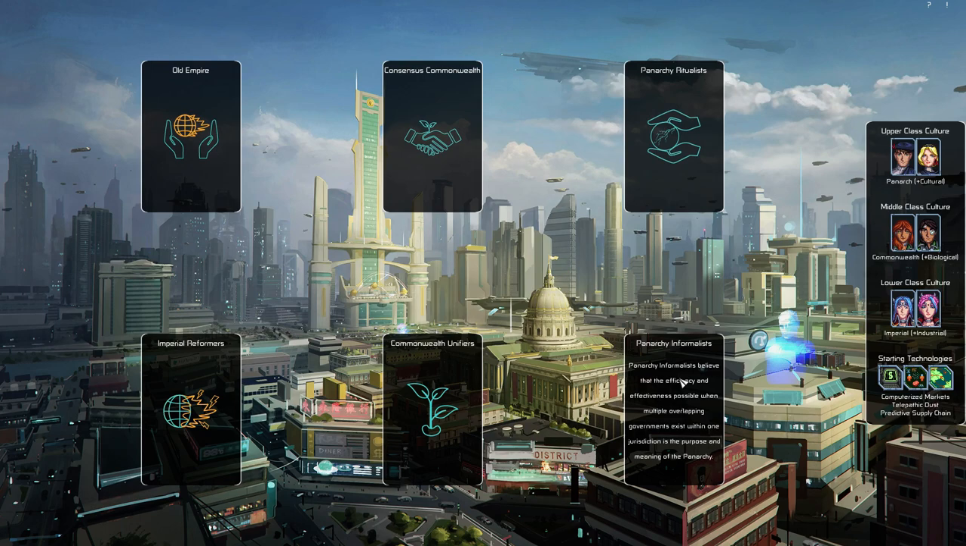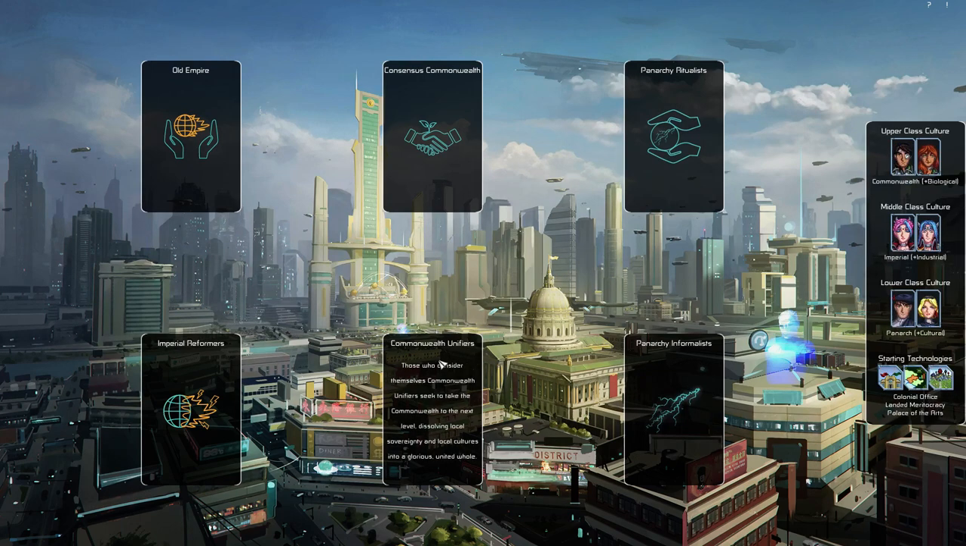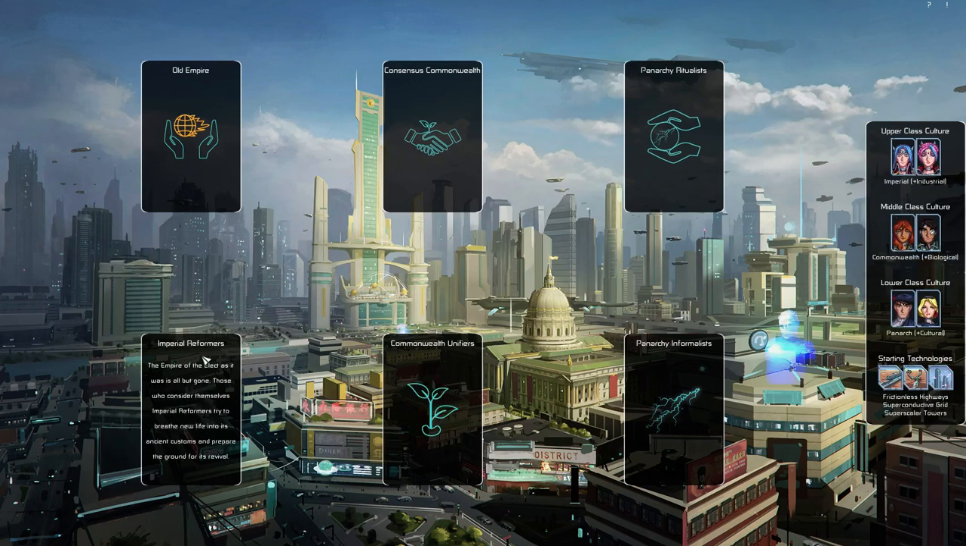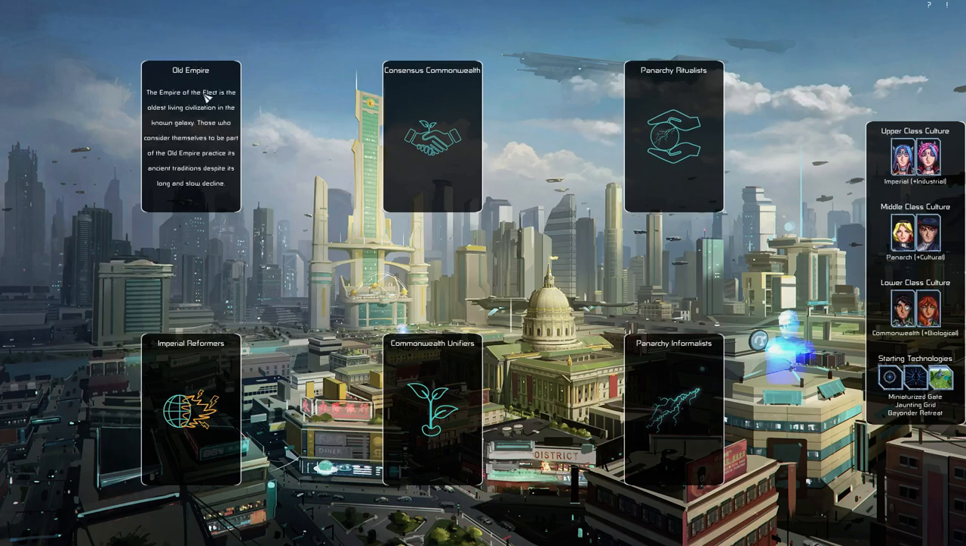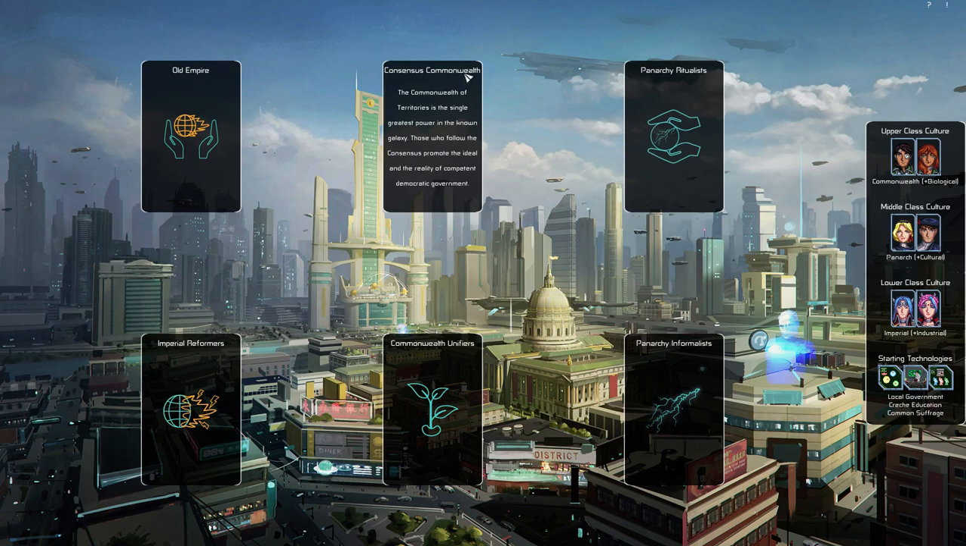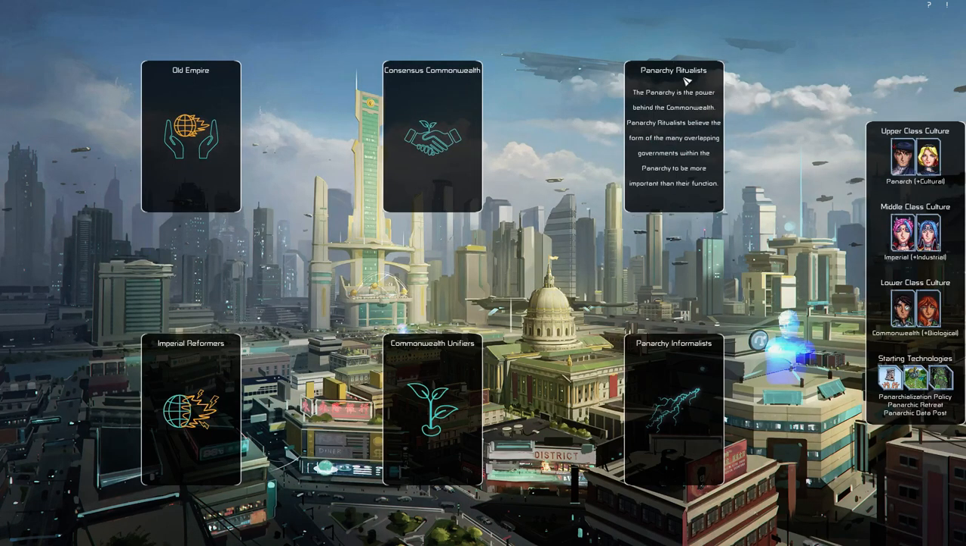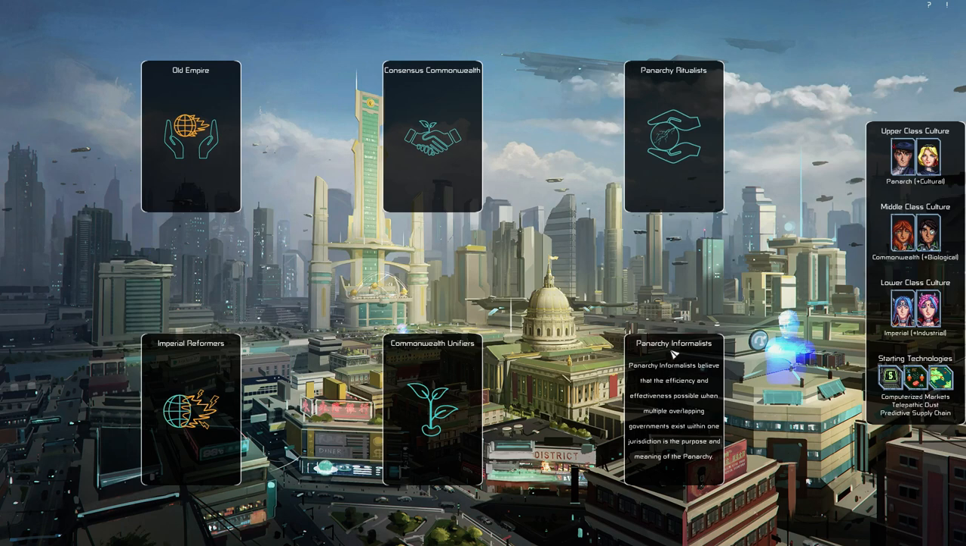And then for here you get computerized markets and telepathic dust, and here you get a colonial office and palace of the arts. So basically you've got to go through and read. You've got to figure out which one of these works for you. So these are ancient traditions and slow decline. This is a promoted ideal, the reality of competent democratic government. This one, the Panarchy, has several overlapping governments to help with their functionality. This is efficiency and effectiveness in multiple overlapping governments within one jurisdiction.